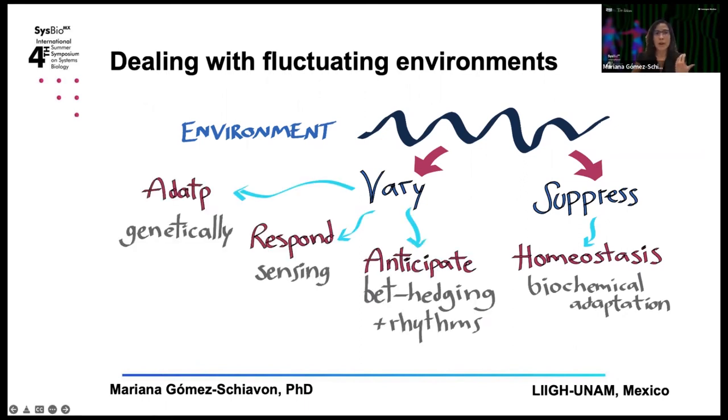On the other hand, when the organism decides to vary as the environment changes, there is as well a wide range of diverse strategies. But just to mention the most obvious ones, highlighting that these are not mutually exclusive, the organism can adapt genetically through mutation and natural selection. It can have a machinery in place to sense and respond to specific environmental cues, and it can as well try to anticipate these changes, either stochastically, a phenomenon known as bet hedging, or through encoded rhythms or clocks.